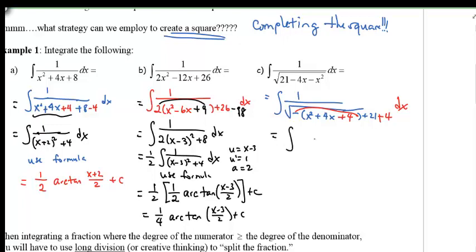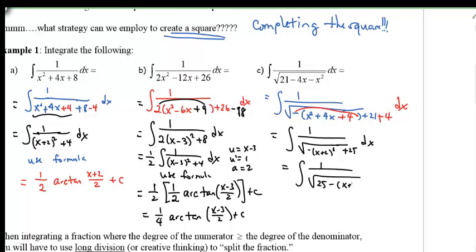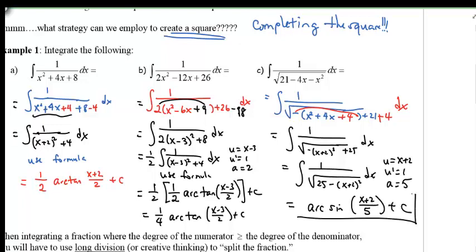And then in this case, once again, you're trying to make this into a square. 25. And I always like to rewrite it like this with the 25 in front, because this is the square root version. U equals x plus 2. U prime is 1. That's perfect. A equals 5. We're ready to do the arcsine of just x plus 2 all over 5 plus c. And that's your answer here. Okay.